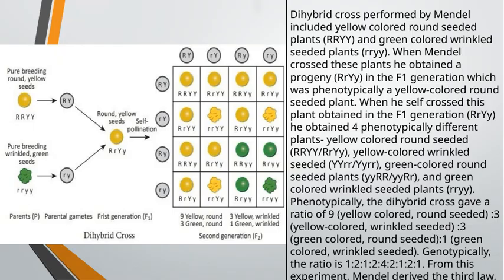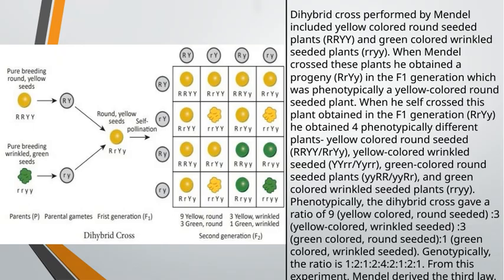Now, when Mendel self-crossed these RrYy plants, he observed a fascinating variety of offspring. The phenotypic ratio was 9 to 3 to 3 to 1, meaning 9 plants had yellow seeds and round shape, 3 had yellow seeds with wrinkled shape, 3 had green seeds with round shape, and 1 had green seeds with wrinkled shape. Genotypically, the ratio was more complex: 1, 2, 1, 2, 4, 2, 1, 2, 1, reflecting all the possible combinations of the alleles.